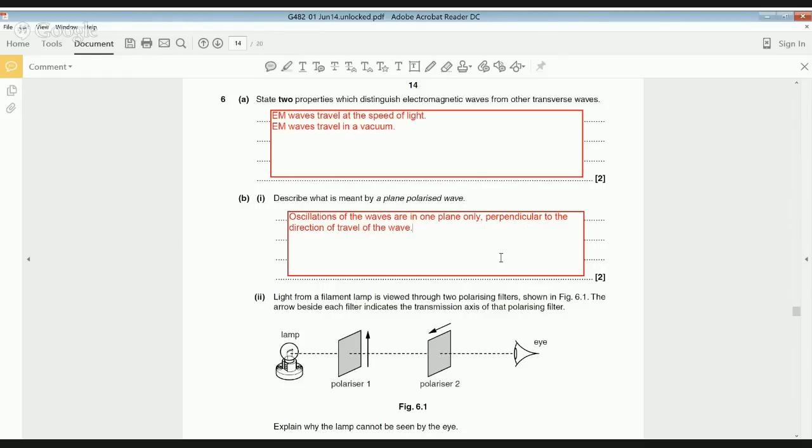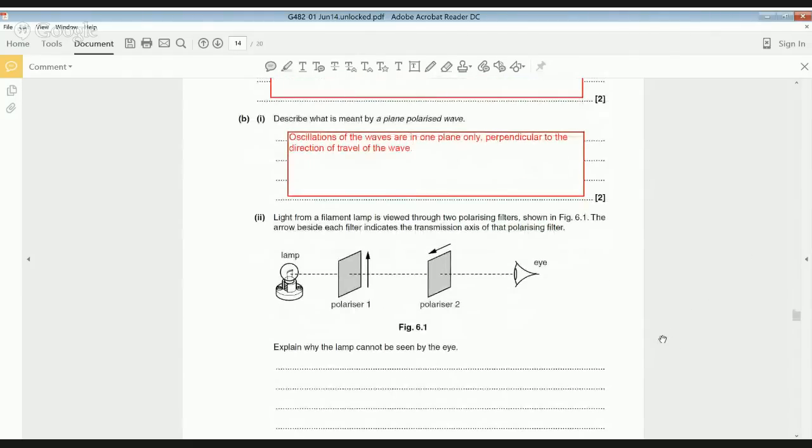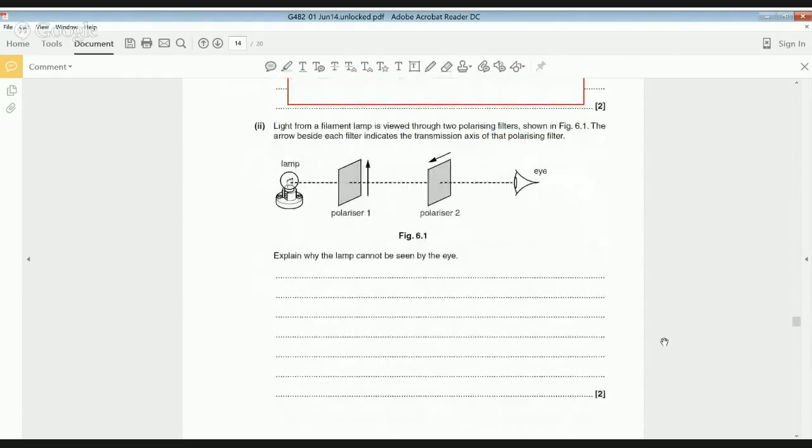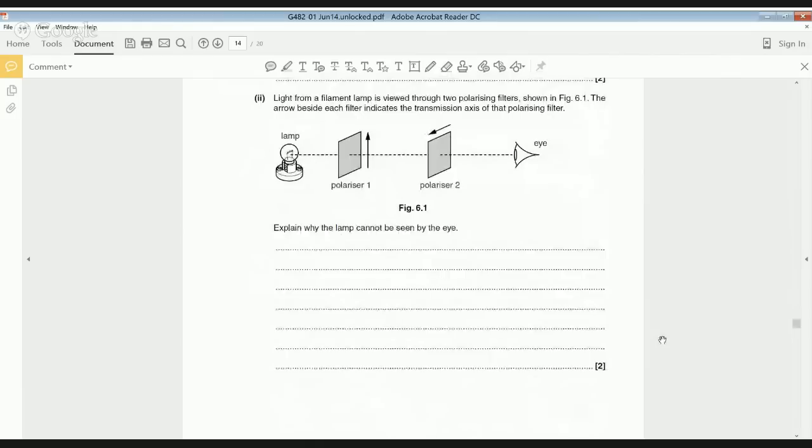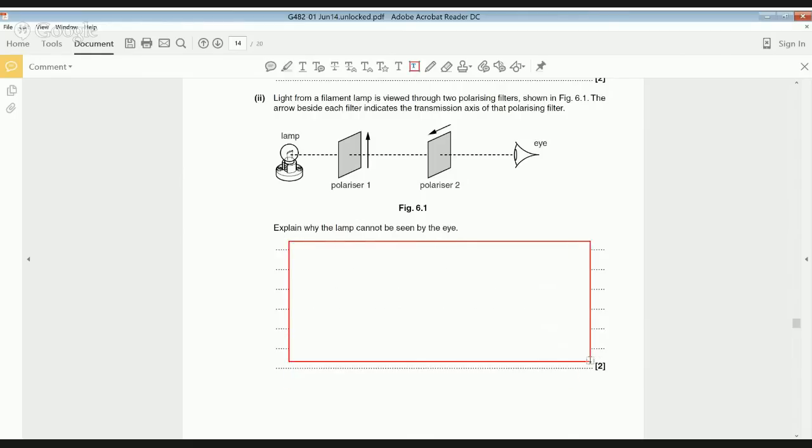You can only polarize a transverse wave. It's impossible to polarize a longitudinal wave. Right, part 2, and especially part 3. Well, part 2 is not too bad. Part 3 is a very tricky question. Explain. We have a situation here where we have 2 polarizing filters, 2 Polaroids at 90 degrees to each other. And we need to explain why the lamp cannot be seen by the eye. So we need to describe step by step what's happening.